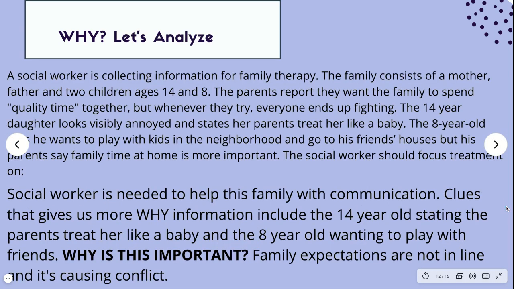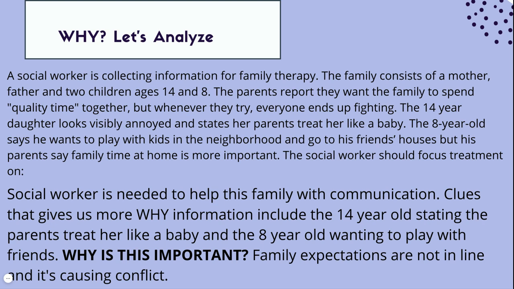So let's analyze this a little bit further. Social worker here needed to help the family with communication. They wouldn't have come for therapy if there wasn't a breakdown. Clues that give us more why information are the 14-year-old's perspective and the 8-year-old's perspective. And then ask yourself, why is this important? Why do you think they're telling us this? Sometimes it's not important and it's a distractor. So if you see distracting information, it's there because it's trying to get you away from seeing what this main problem is. So why is this important?